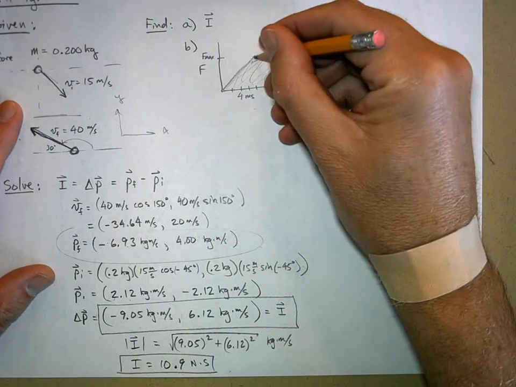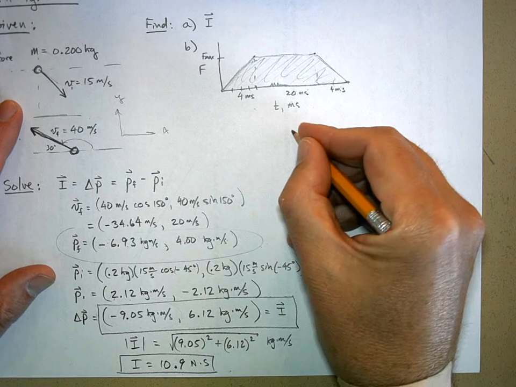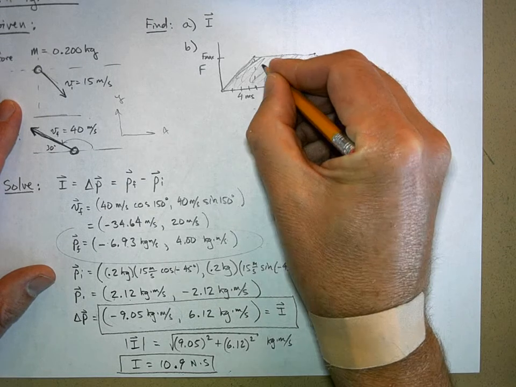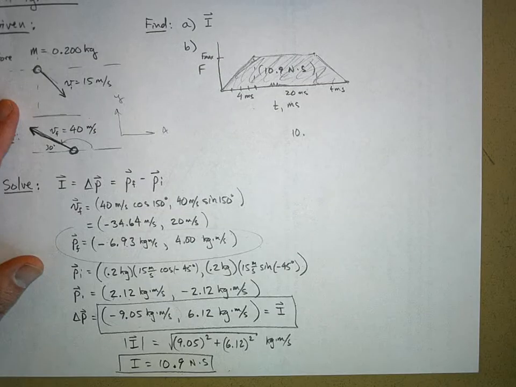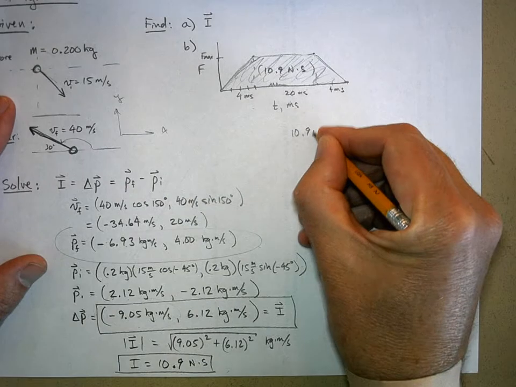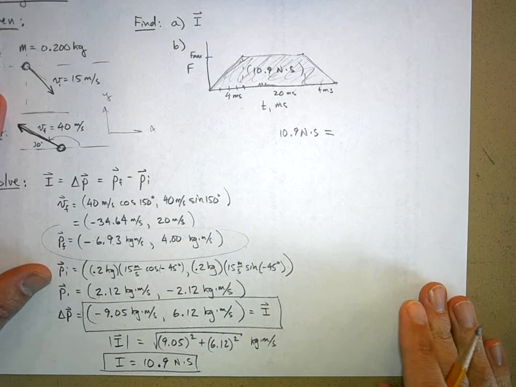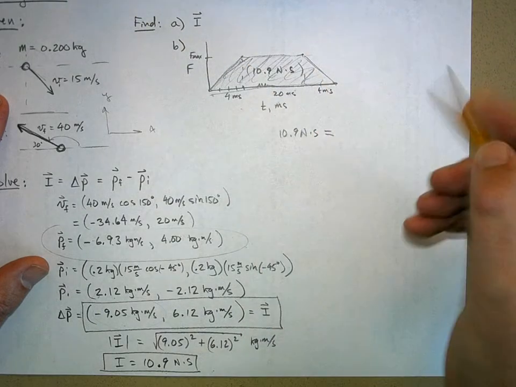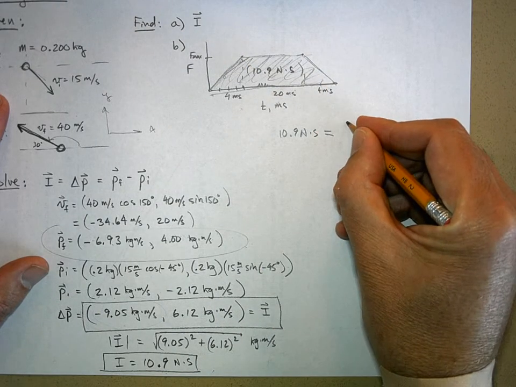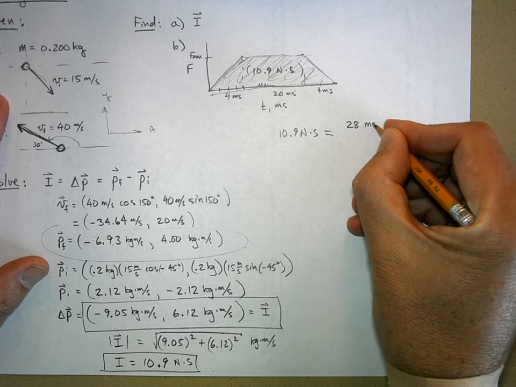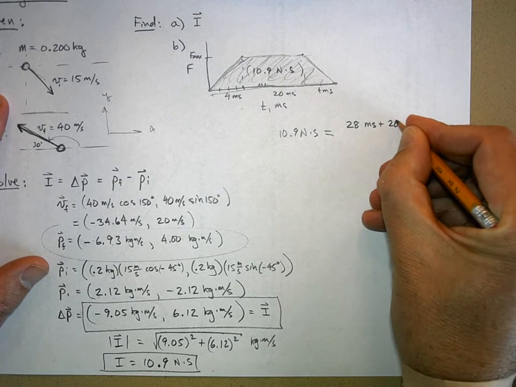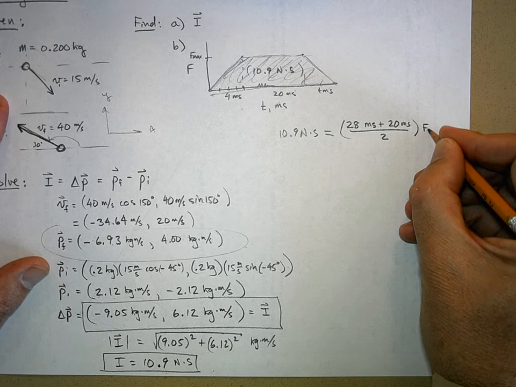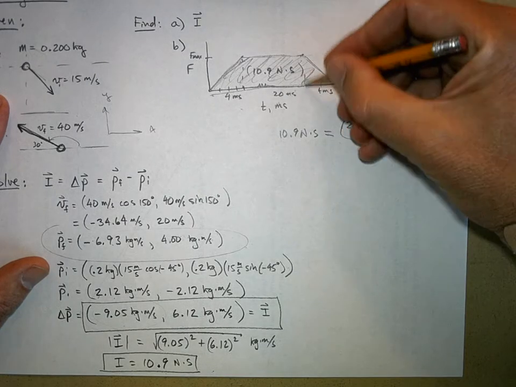And it's the height we're looking for. So the area of this whole thing is 10.9 Newton seconds. That's the area of this thing right here. So 10.9 Newton seconds will have to be equal to the area of this, which is the base. Now this base here is 28 and this is 20. So it's 28 milliseconds plus 20 milliseconds divided by 2, times my maximum force, which is really the height of this trapezoid.